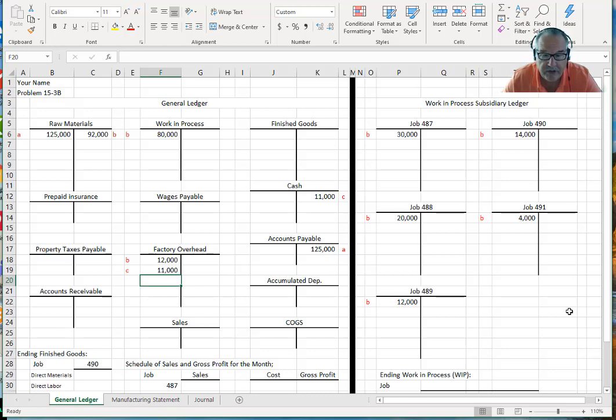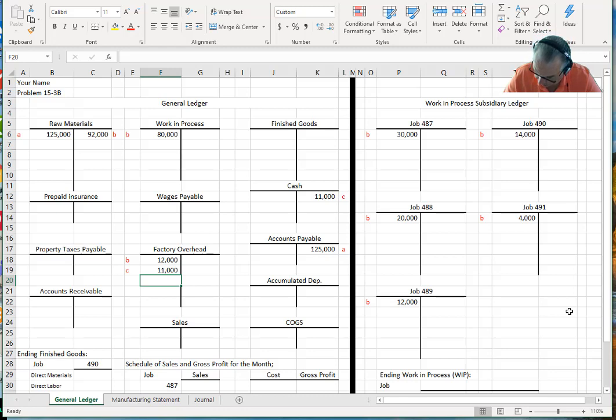Factory overhead we'll talk about more in a minute, but it's where we keep track of all of the costs to run the factory. The rent, the utilities, the electricity, anything that has to do with the cost of running the factory, including supervision or other indirect labor. And now is the time to record that.